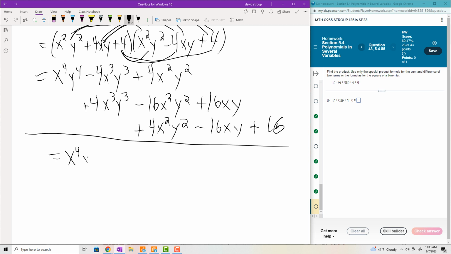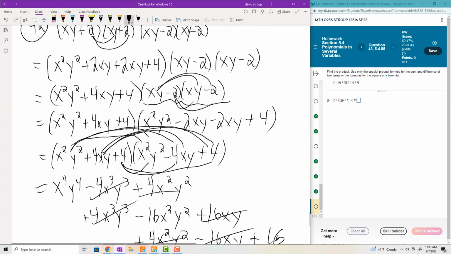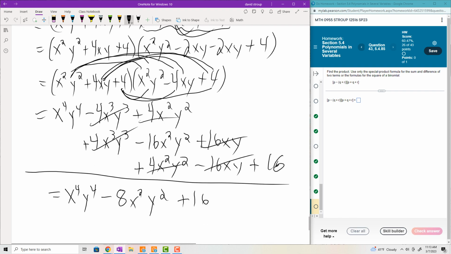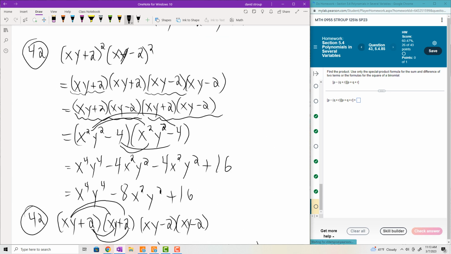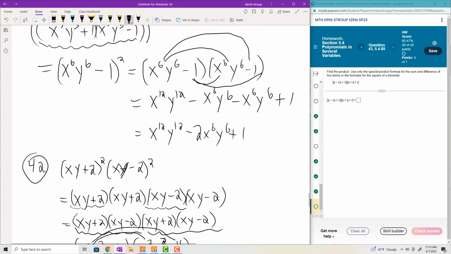x to the fourth, y to the fourth. These guys cancel. And then I have 4, 8, minus 16, so minus 8x squared y squared. And these cancel, and then you get plus 16. Which is the same answer we got. But there's alternate ways to do it, depending on your specific tool set.